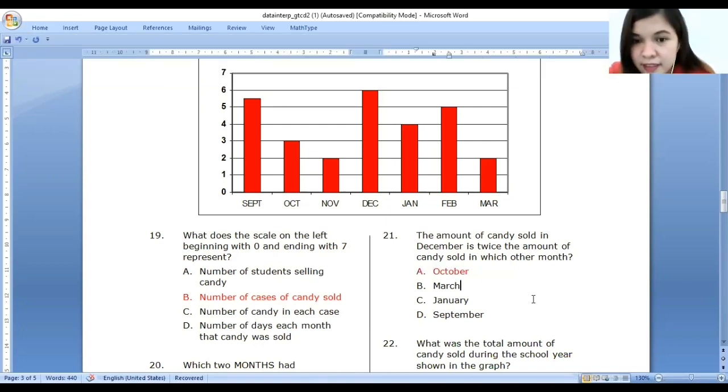Ibig sabihin, the amount of candy sold in December is twice the amount of candy sold in October. Kumbaga, twice, so, times 2. Dodoblehin mo yung October, yun yung kita mo ng December.